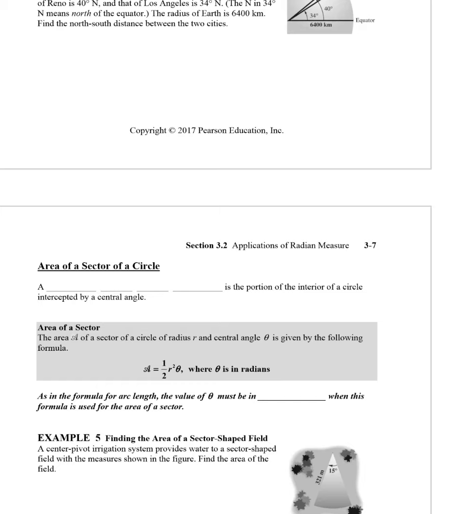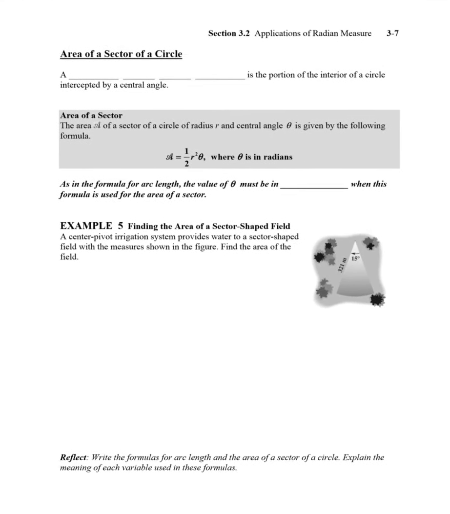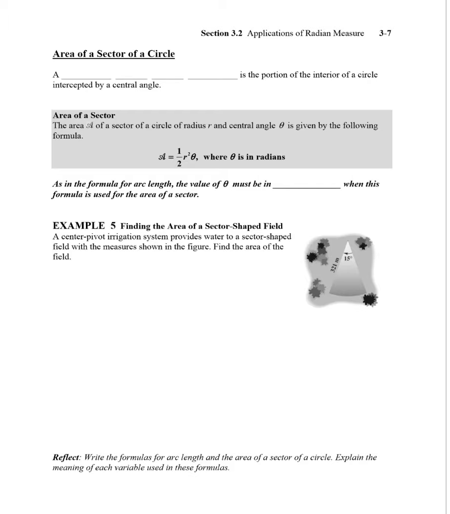And then let's look at the last part of this section where you'll be dealing with the area of a sector of a circle. You can think of the sector of a circle as a piece of pie. So if we just had a little piece of a circle, that would be the inside there is the sector. And so the sector of a circle is a portion of the interior of a circle intercepted by a central angle. So the area is the area that's inside of that sector.